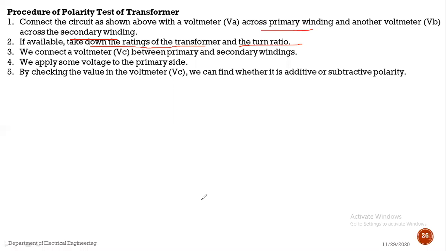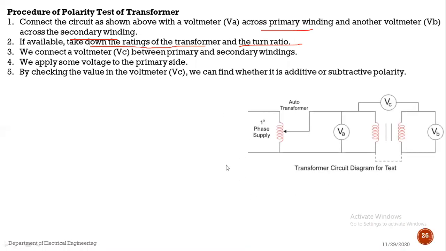Now we connect a voltmeter VC between primary and secondary windings. Primary आणि secondary winding चे एक एक terminal connect करून त्याच्यामध्ये आपण voltmeter VC connect करतोय and we apply some voltage to the primary side. Primary side ला काहीतरी voltage apply करतोय and by checking the value of voltmeter VC, we can find whether the polarity is positive or polarity is negative. We are finding the polarity, it is positive, or it may be negative.